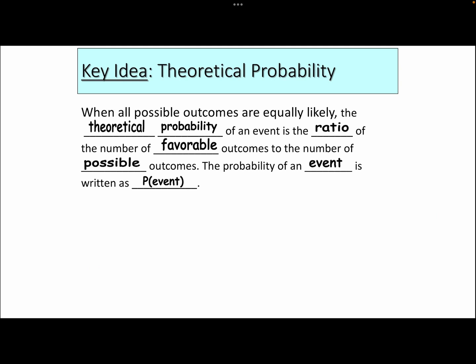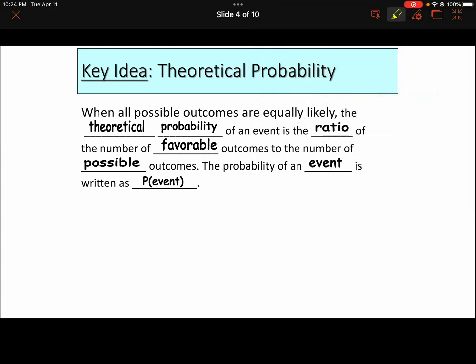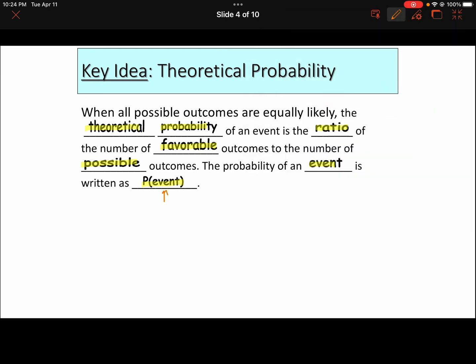These didn't come up quite in order, but as we see here, it says, when all the possible outcomes are equally likely, the theoretical probability of an event is a ratio of the number of favorable outcomes to the number of possible outcomes. The probability of an event is written like this. And so we have this P, and then in parentheses is what you want.